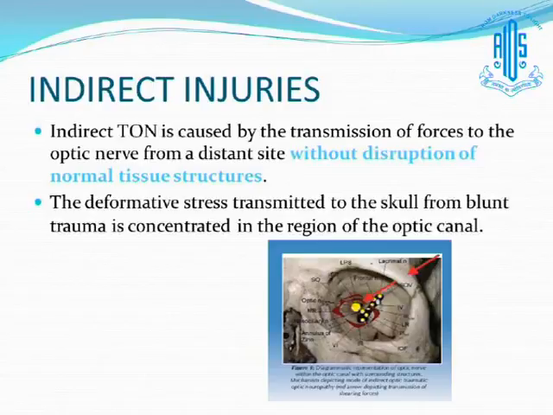So, indirect injury. This is the more common form of optic neuropathy. Indirect optic neuropathy is caused by the transmission of forces to the optic nerve from a distant site without disruption of the normal tissue structures. The deformative stress transmitted to the skull from a blunt trauma is concentrated in the region of the optic canal, and the most common site is the temporal part of the brow, because it is mostly exposed.